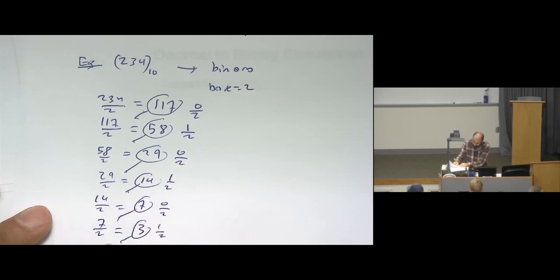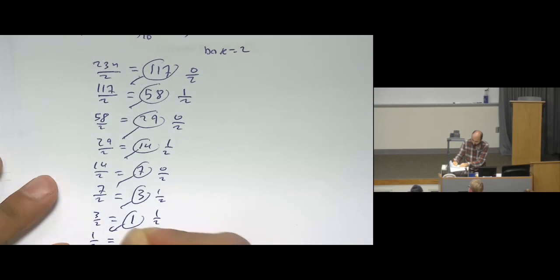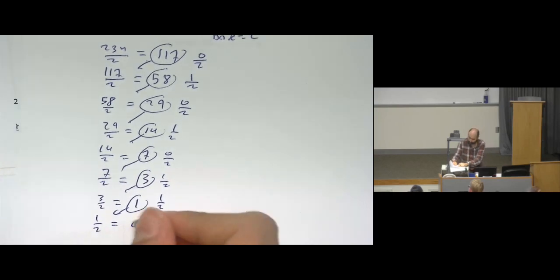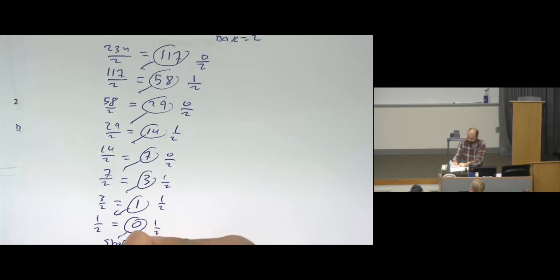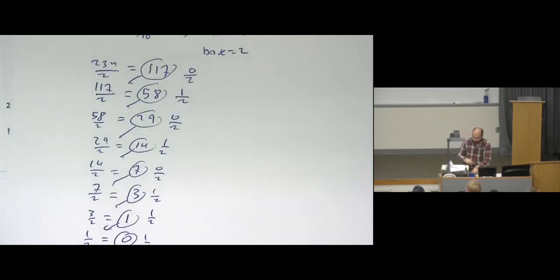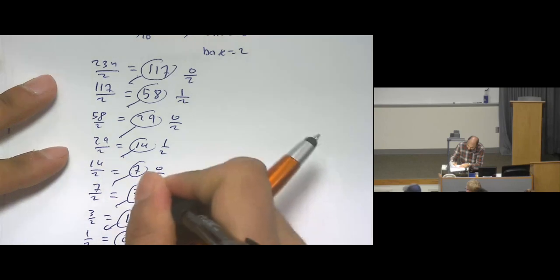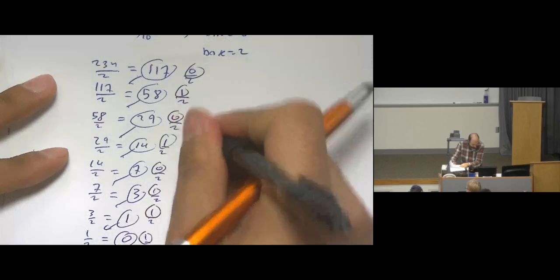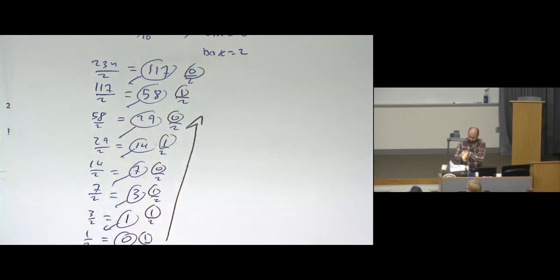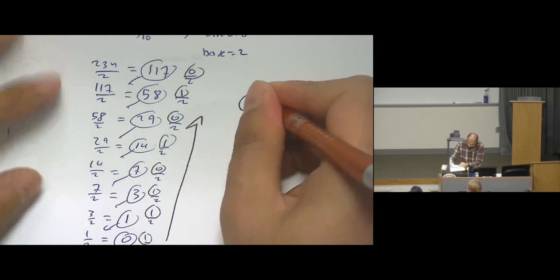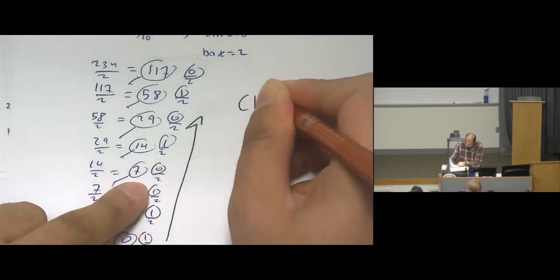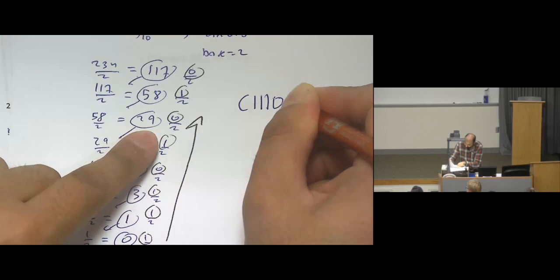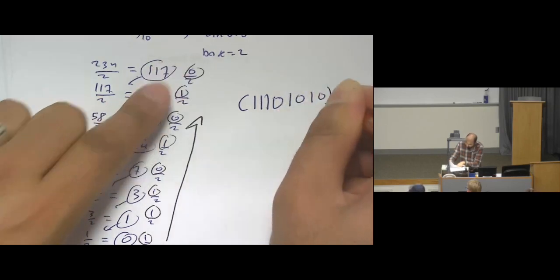Take 3 divided by 2. It's going to be 1 remainder 1. Take 1 divided by 2. It's going to be 0 remainder 1, so the quotient is 0. Since we reached 0, stop here. Now look at these values, which are the remainders, then start from the bottom going up. So it's going to be 1, 1, 1, 0, 1, 0, 1, 0, base 2.